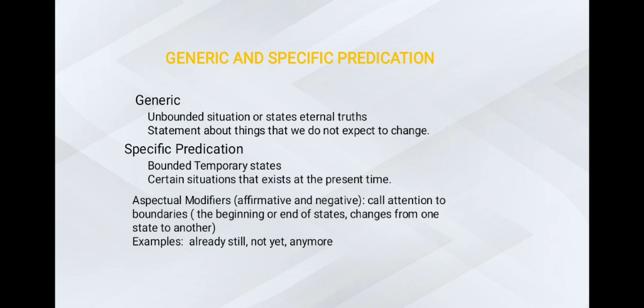Next is aspectual modifiers. Affirmative and negative modifiers call attention to boundaries, the beginning or end of a stage, changes from one stage to another. Examples: already, still, not yet, anymore.